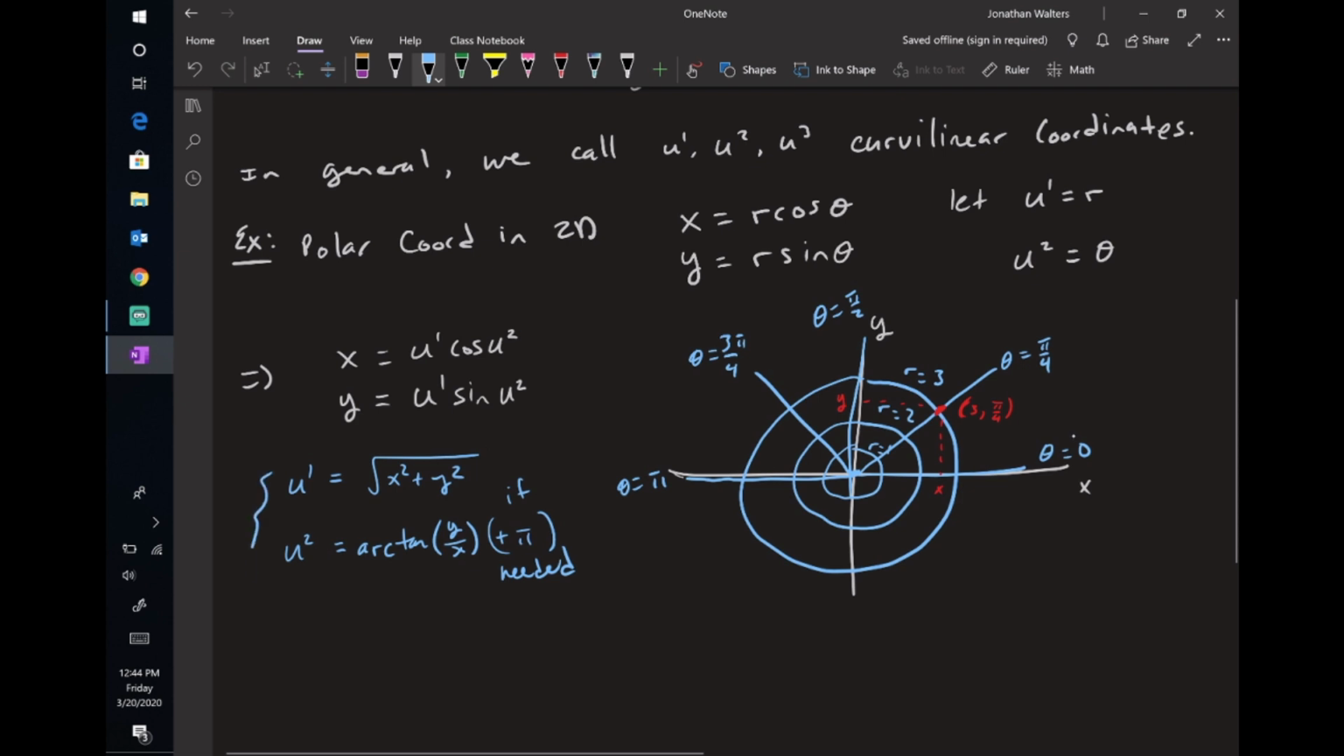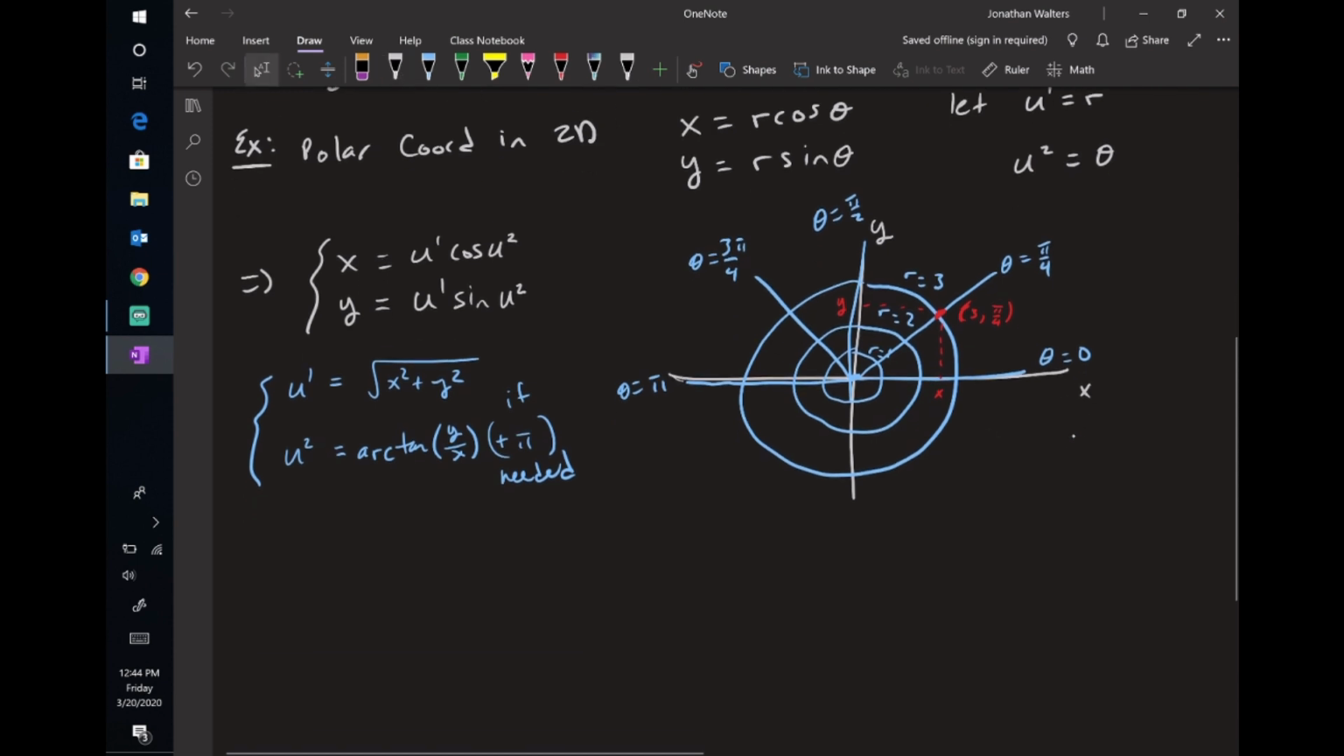So we could invert that transformation and get the u1 and u2 in terms of x and y, just like we were talking about in our setup. Of course, we're only doing this for 2 dimensions right now. We could switch over and do it for 3 dimensions. So another example would be spherical coordinates.